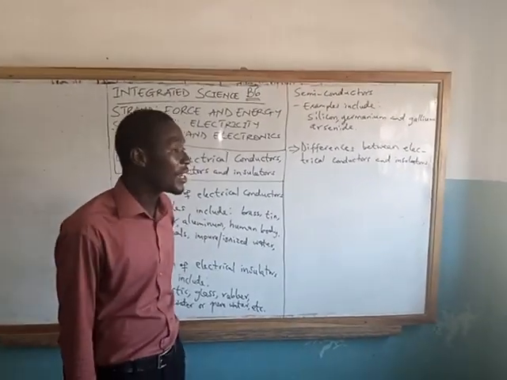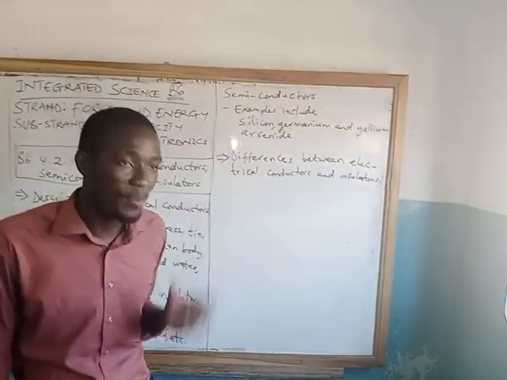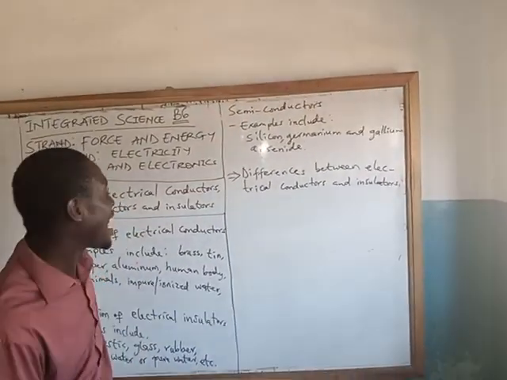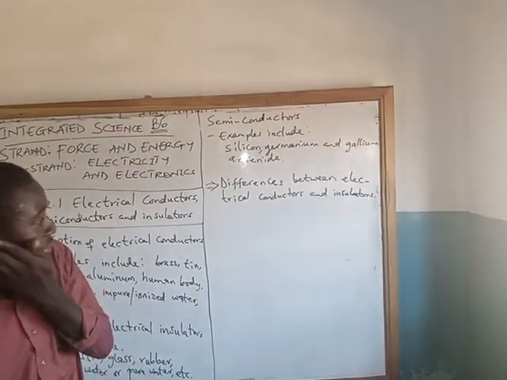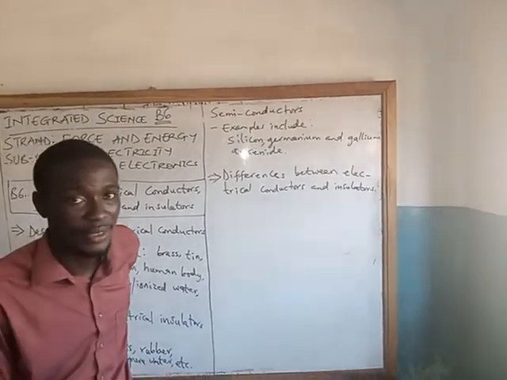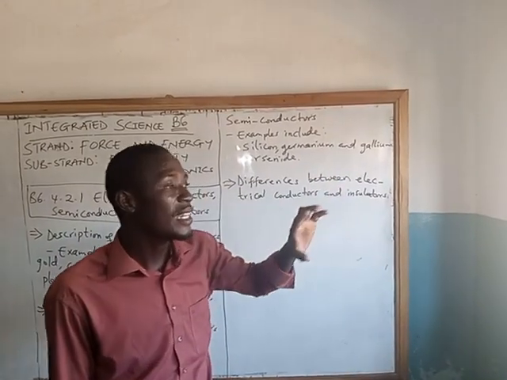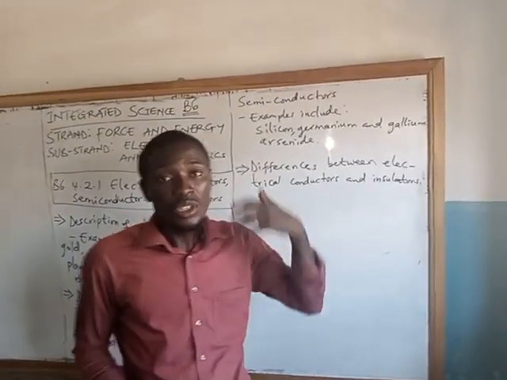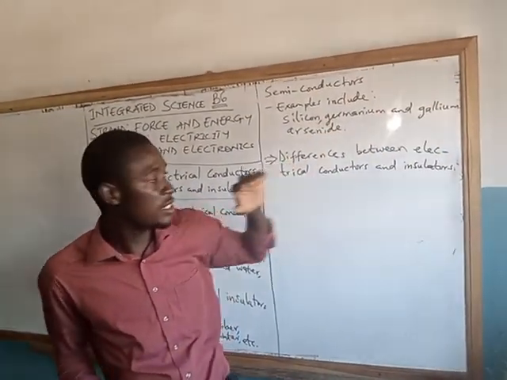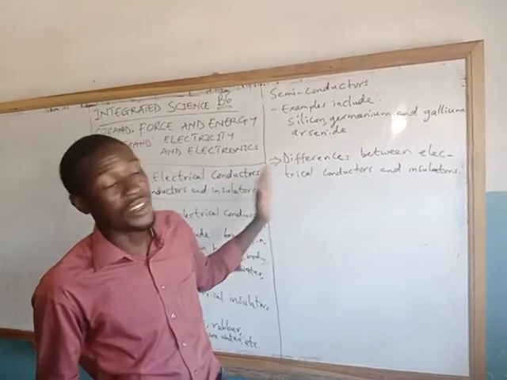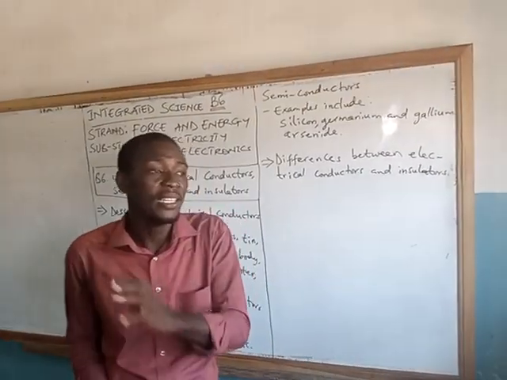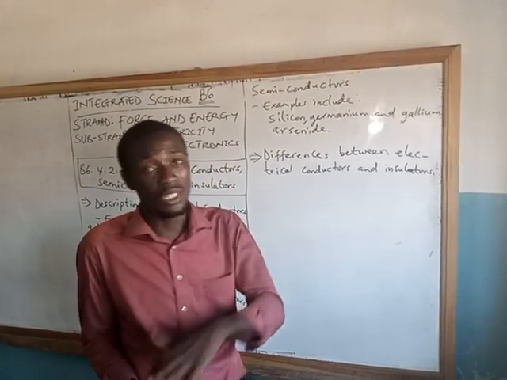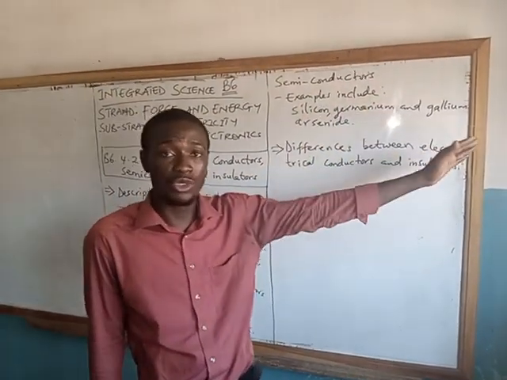We also want to look at another special group of materials that we call semiconductors. These are neither conductors nor electrical insulators. These are the materials that are able to conduct electricity only to some extent. They can conduct more readily than insulators, but less readily as compared to conductors.